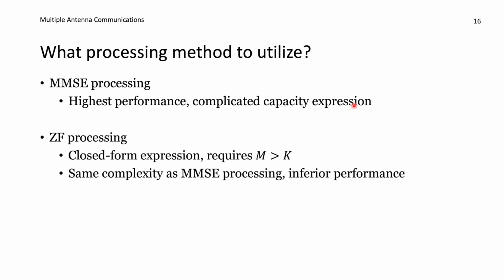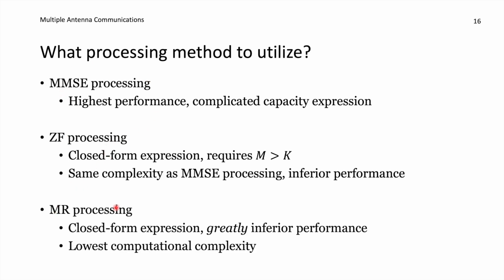Then we have zero forcing processing, where we have a closed form expression. We require M to be greater than K in order for this expression to make sense. MMSE processing can be used together with any number of antennas. But zero forcing has the same complexity to compute as MMSE processing. It's essentially the same kind of thing. You have an inverse of a matrix multiplied with the channel to the user. It has inferior performance, but when we have high SNR or many antennas, or preferably both, then the performance of zero forcing is close to that of MMSE processing. So one can view zero forcing as a lower bound on the MMSE processing's performance.